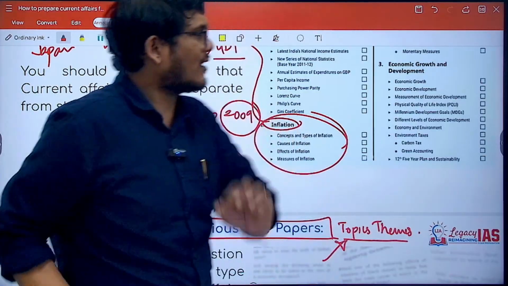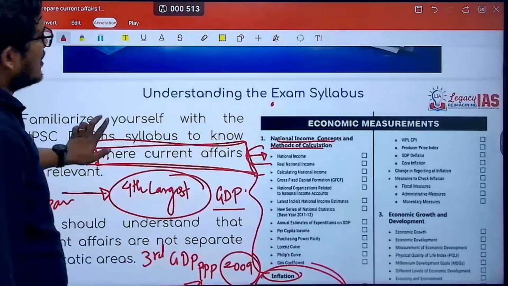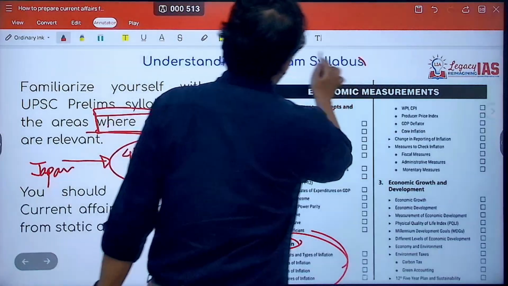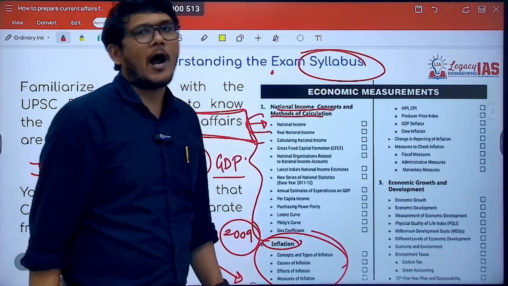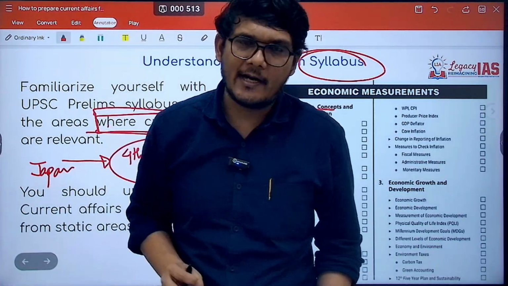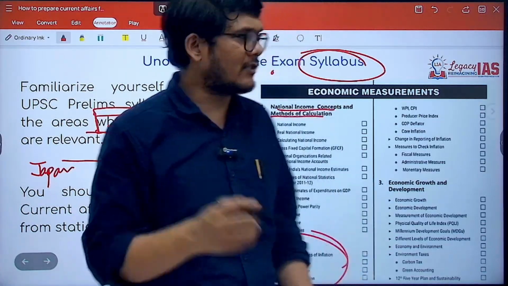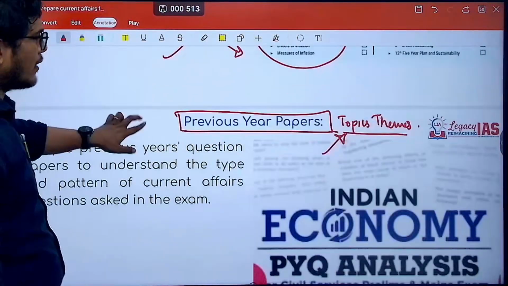So I hope that is clear, that we have understood that the syllabus is going to play the most important part in order for you to understand what questions can be asked and what news to be read or not.